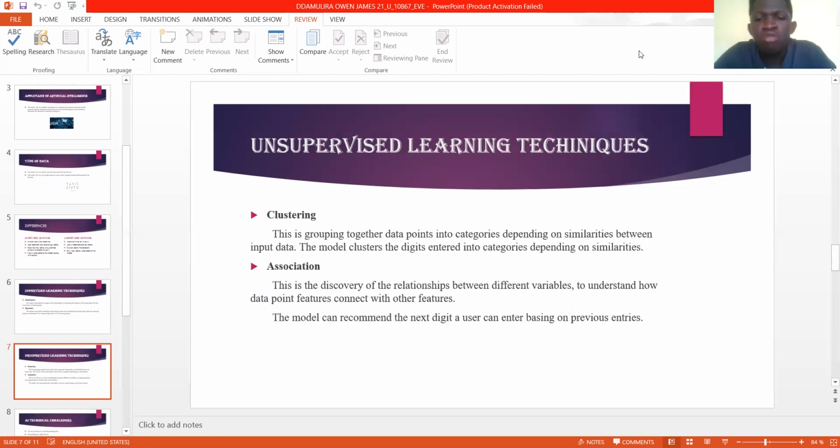Then we come to unsupervised learning techniques. We have both clustering and association. Now, clustering. Remember unsupervised, I said there is nothing given to the computer. When the model receives the numeric images, it will group them into data sets, considering the similar features between the data being entered. Then it will form its own classes and it's able to give you the corresponding outputs.